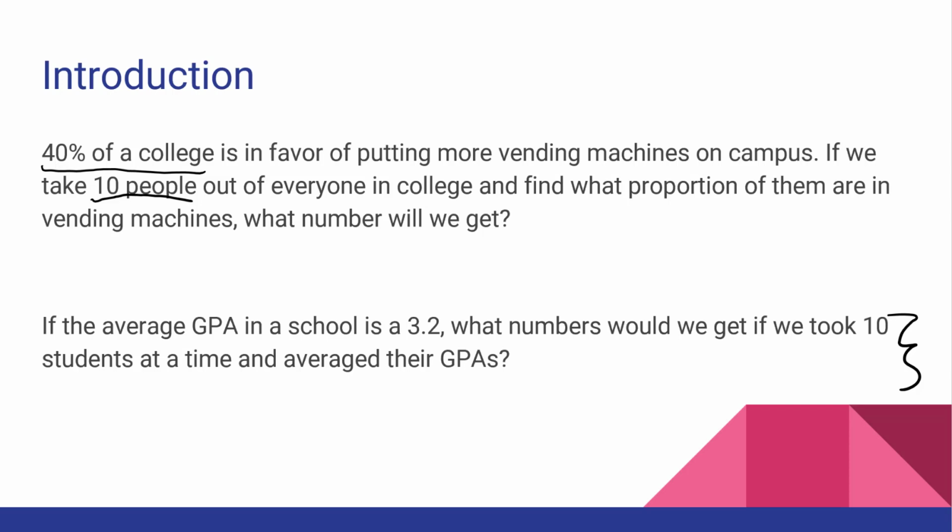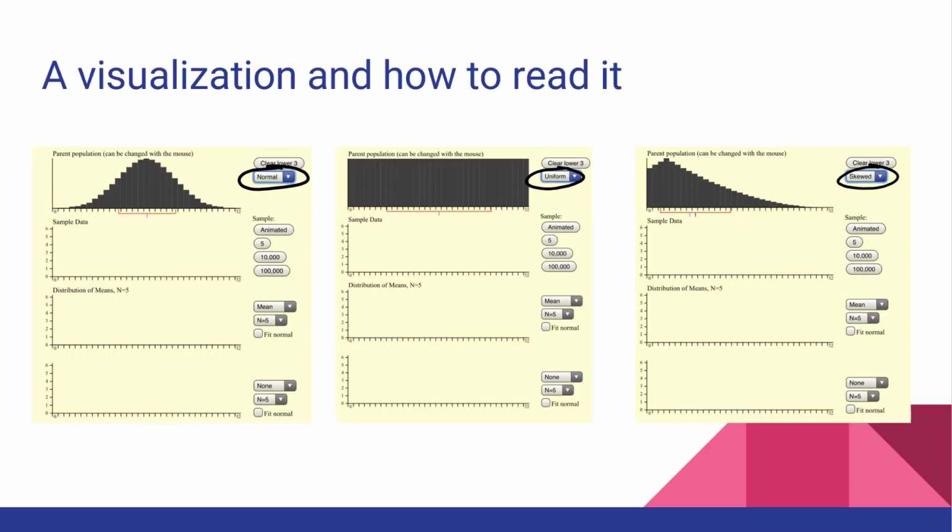If the average GPA in a school is a 3.2, what numbers would we get if we took 10 students at a time and averaged their GPAs? Even if we take 10 students and get their GPAs, these could be 10 really smart students, and we could end up with a really high average GPA in that sample. So again, the average GPA is going to vary from sample to sample. However, logically, it's still going to fall around 3.2 because that is the population center. The main concept here I'll show you in a moment.